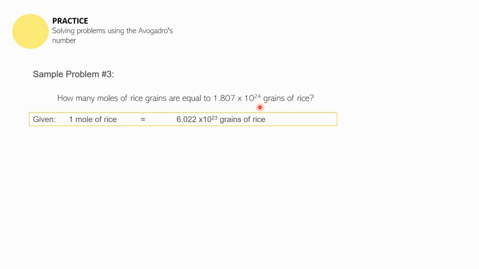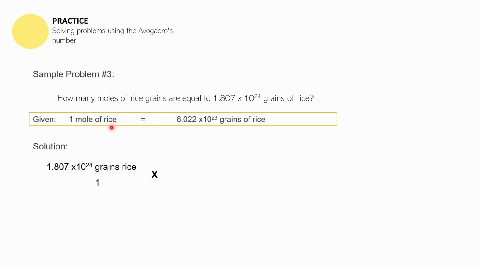Yan. So, the given is that for every 1 mole of rice, merong 6.022 times 10 raised to the 23rd power grains of rice. Okay, so now what they're going to do is, of course, you write the given. You write the given. Since this is already in scientific notation, you don't have to convert it anymore. Okay, so you just write it like that, and remember it's a whole number, so it's over 1. And then you multiply that with this table of equivalence.